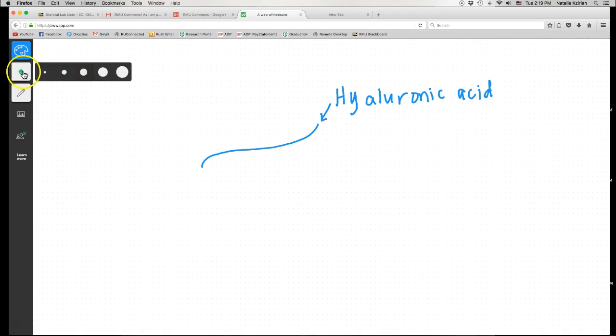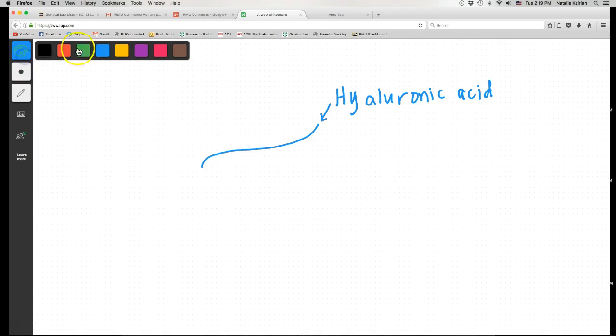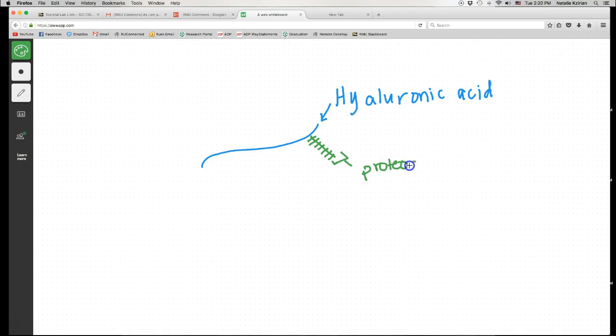And then stemming off from there, we are going to have our proteoglycan monomers. Coming off of there, we have these proteoglycan monomers. So that is a proteoglycan monomer. What this monomer is made up of is our protein core.